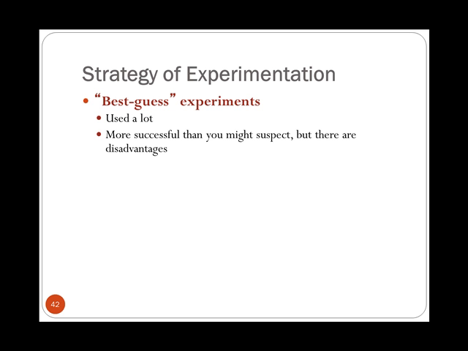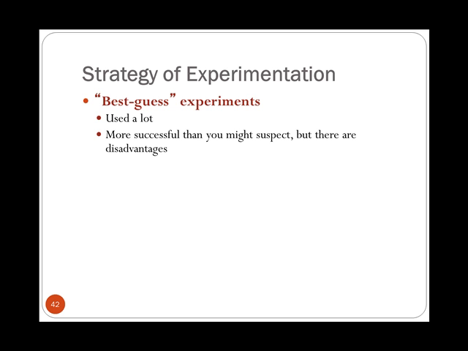Now let's look at the strategy of experimentation. The first strategy of design experiment is called best guess experiments. It's used a lot, and it's more successful than you might suspect, but there are some disadvantages. Best guess approach works reasonably well at times because the engineer often has a great deal of technical or theoretical knowledge of the system they are studying, as well as considerable practical experience.